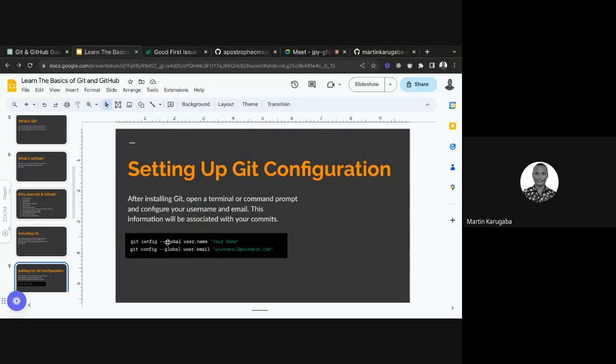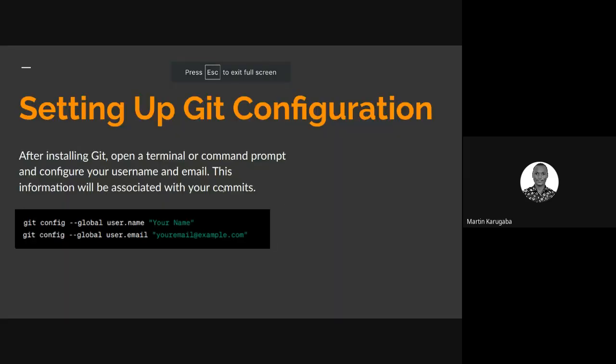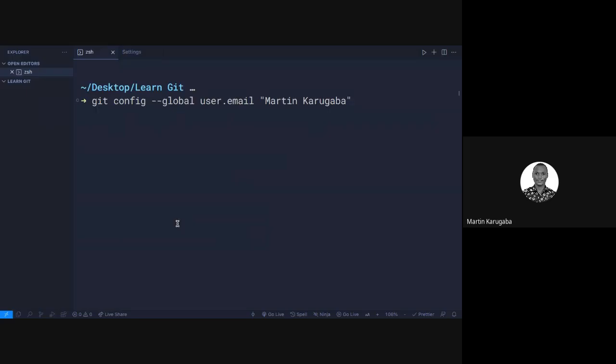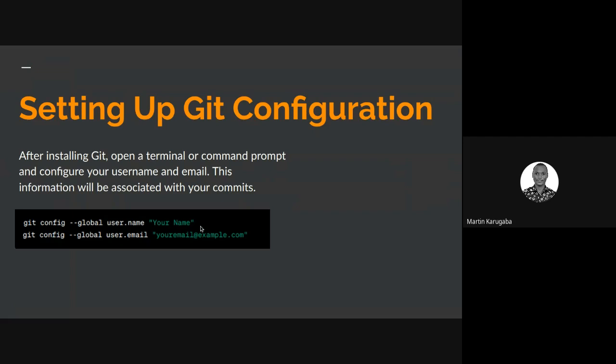After installing, we've gone through setting up your configuration. It is very important. As you can see, git config --global. What these instructions do is this: there is a git config file on your system. It comes with your installation of Git. It goes to that file and makes these changes. It says Martin Karugava. That's what those instructions mean.